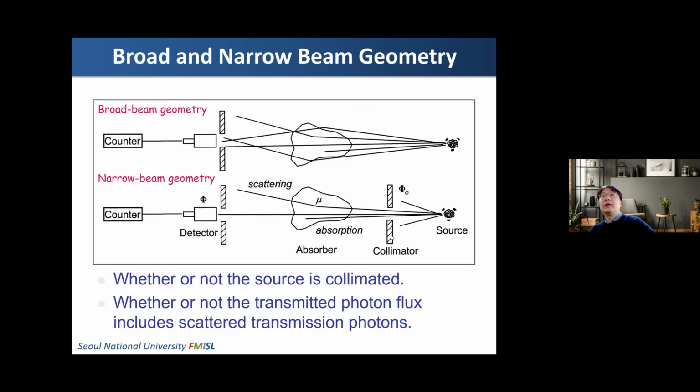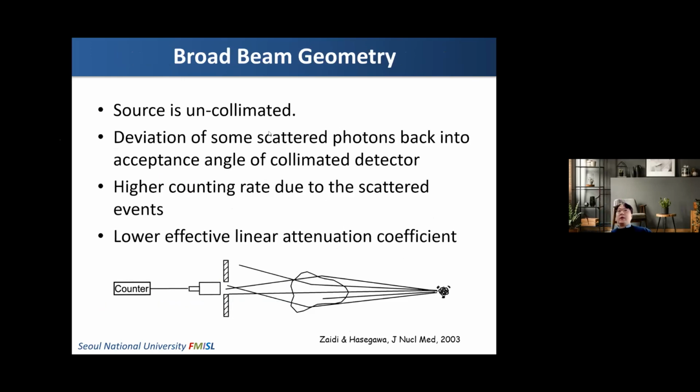So look at this. This slide shows broad beam geometry, right? Only the detector is collimated, and there is no collimation for the radiation source. Because the source is not collimated, the radiation will be irradiated everywhere in the attenuating material, and some of the scattered photons can enter the detector in this way. So that is why the higher count is observed in comparison with the narrow beam geometry.